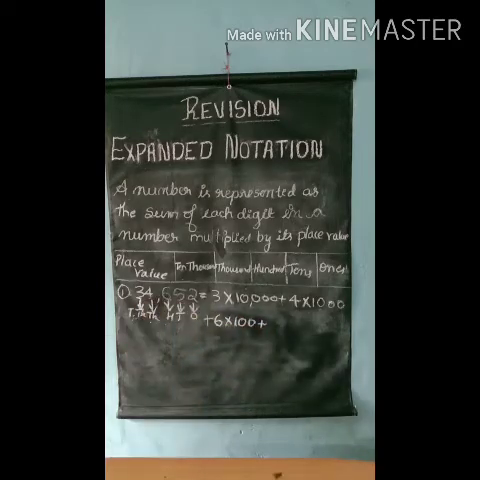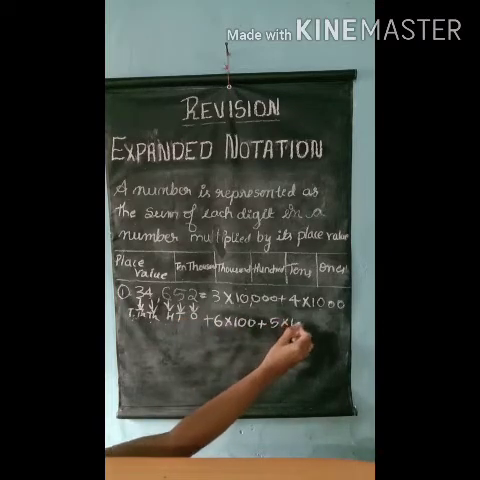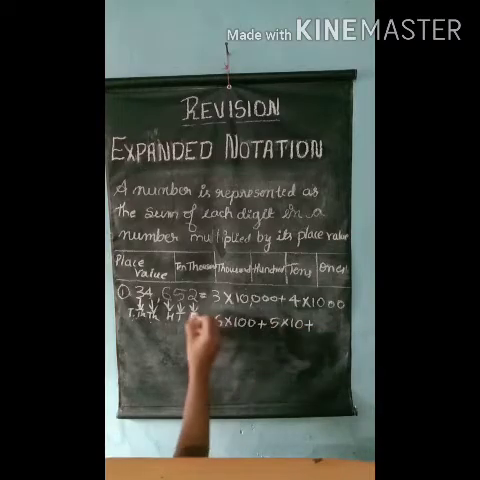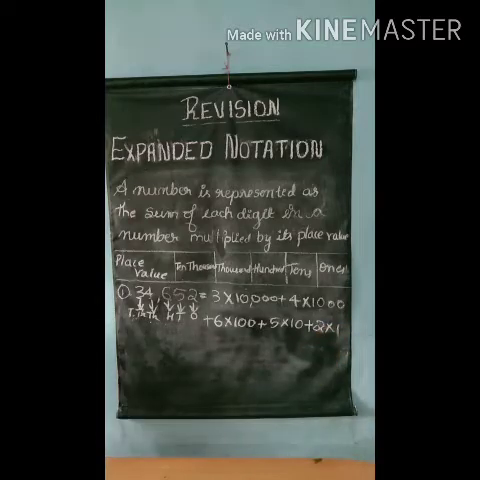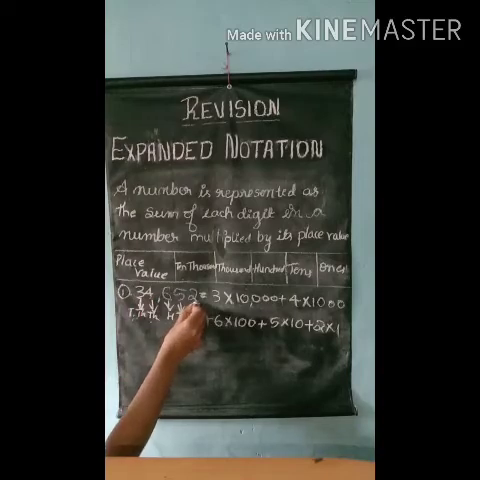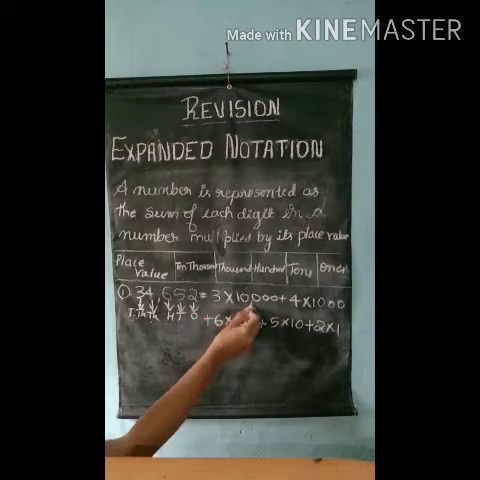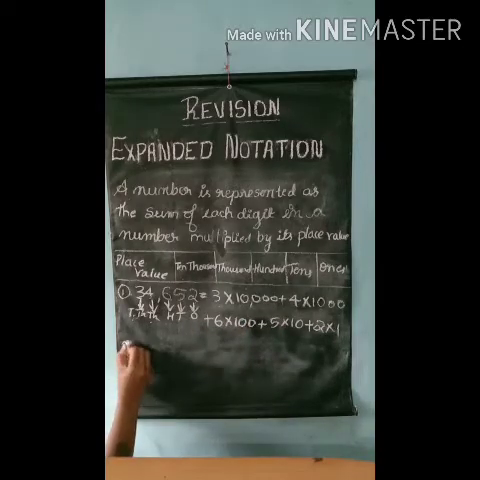Then next one is a 5. So 5 is in which position here? 5 in tens position. 5 multiplied by 10. Then 2 in which position here? 2 in ones position. 2 into 1. So what is the expanded notation? A number is represented as the sum of each digit in a number multiplied by its place value. This is called expanded notation.